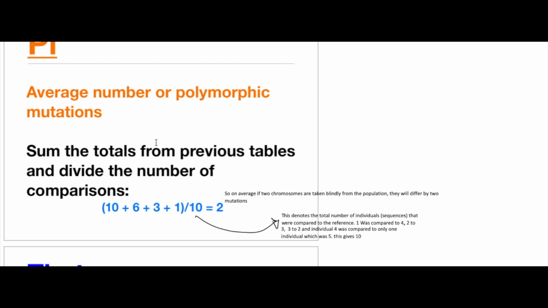So all the comparisons we made from all the examples we did, in total they are all 10. So to find the value of pi, you just have to do the sum totals from the previous table divided by the number of comparisons. And the number of comparisons we had from all the examples is 10. So the value of pi here is 2. What this value tells us is that on average, if 2 chromosomes are taken blindly from the population, they will differ by 2 mutations.